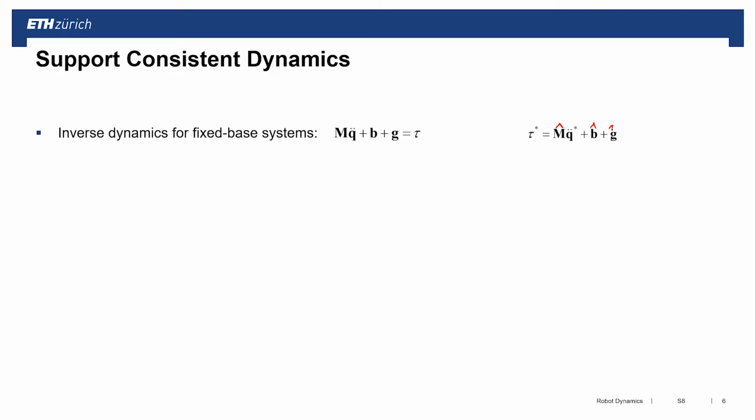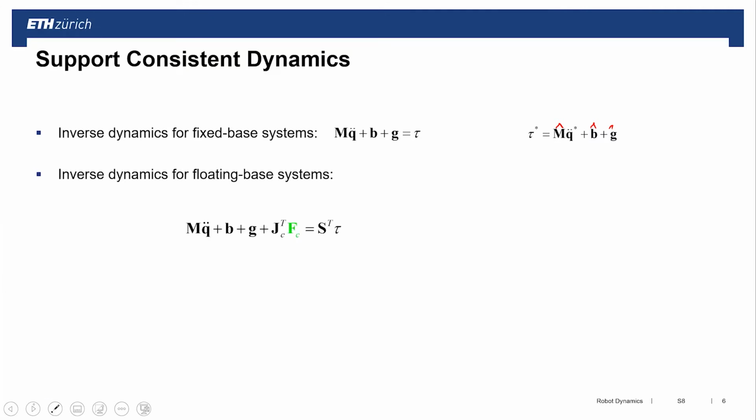Now that's straightforward. As long as we have a good model, we can immediately convert a desired motion, a q double dot star, into joint torques that I have to apply to the robot. Now, if you look at a floating-based system, the thing is a bit different. For the floating-based system, we had equations of motion which looked the following way.